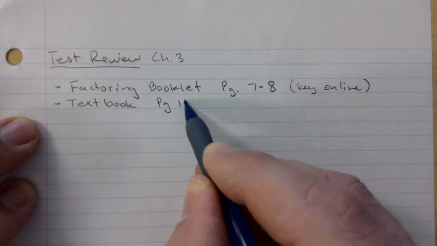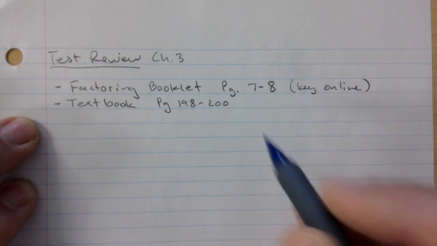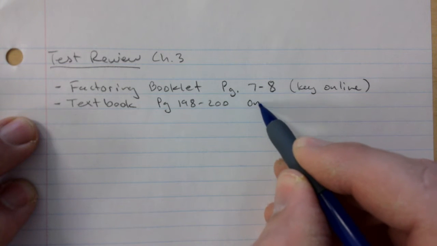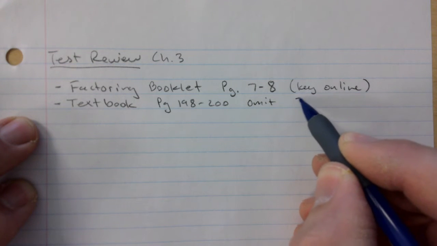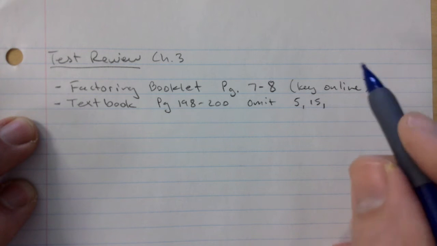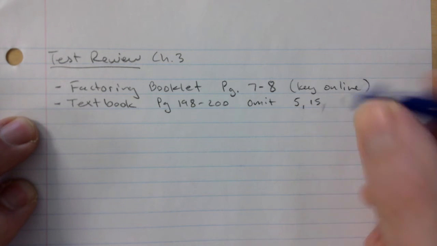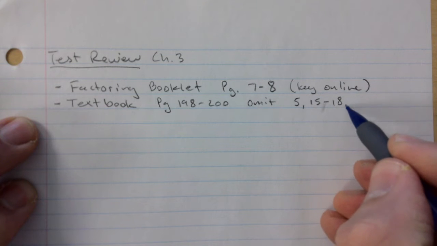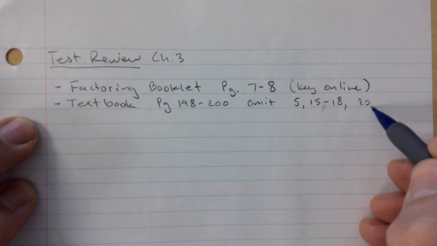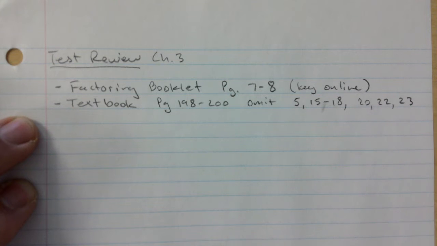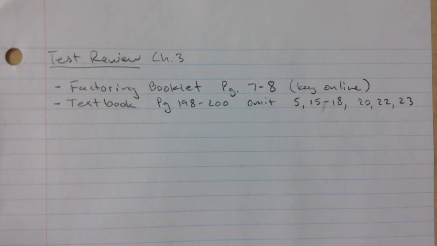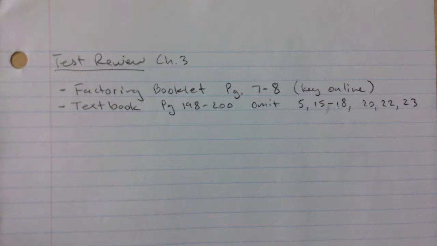I'm going to tell you 198 to 200 is where things are found, but I will say omit or skip questions 15 to 18 actually. 20, 22, and 23. And so I'm going to work overtime today to get you this quiz back, okay? You're going to get this quiz back. And if you wrote it on paper, I'm just going to email it to you, right?